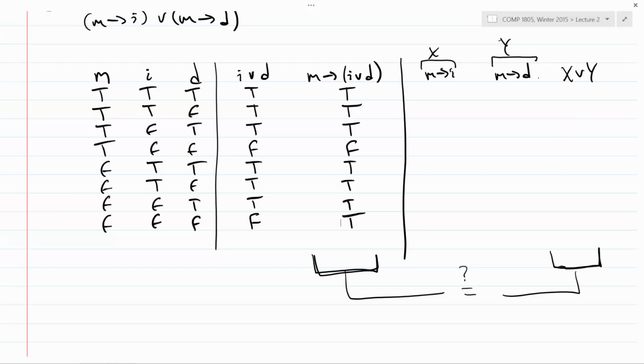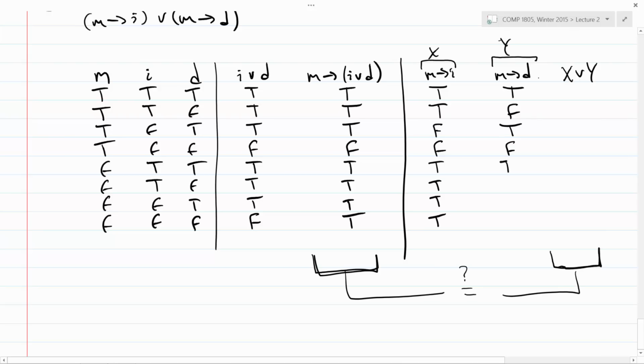m implies i, so true implies true is true. True implies true is true. True implies false is false twice. And then these last ones are all true because m is false. Now we do the same for m implies d. True implies true is true. True implies false is false. True implies true is true. True implies false is false. And now the rest are true.